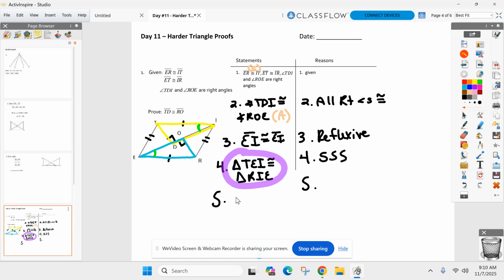CPCTC. There it is. Angle TIE. And you could look, let's make sure we're good here. You could call this TIO, TID, TIE. It's all the same angle, yes? It's all the same angle. Congruent to angle IER, CPCTC from these triangles. And guess what we just unlocked there? That third pair we never had up above. Now we have another pair of angles.